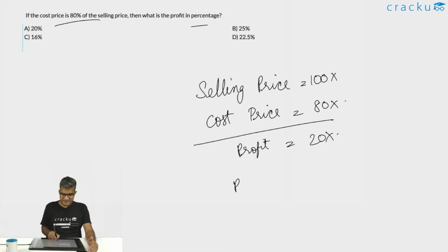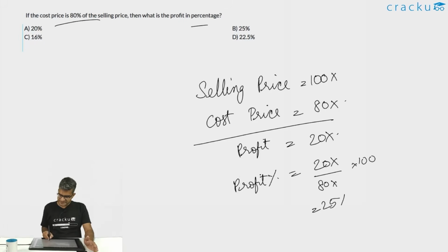Therefore, the profit percentage, which is equal to profit divided by cost price into 100, will be 20x divided by 80x into 100. This is equal to 25%. So like many of you said, the correct answer is indeed 25%, which is option B.